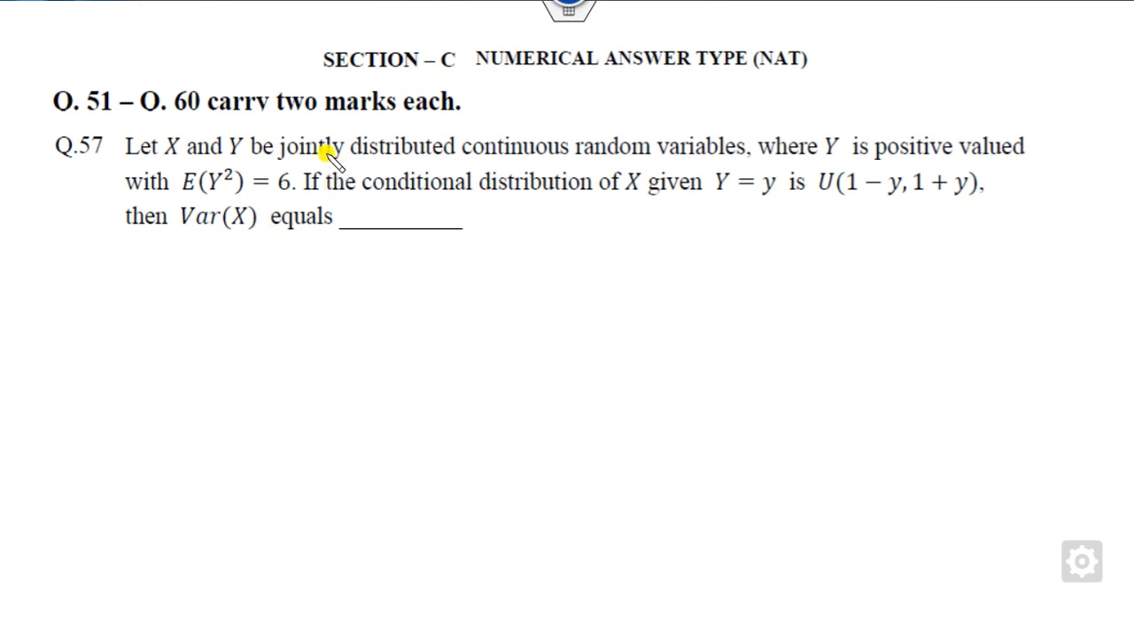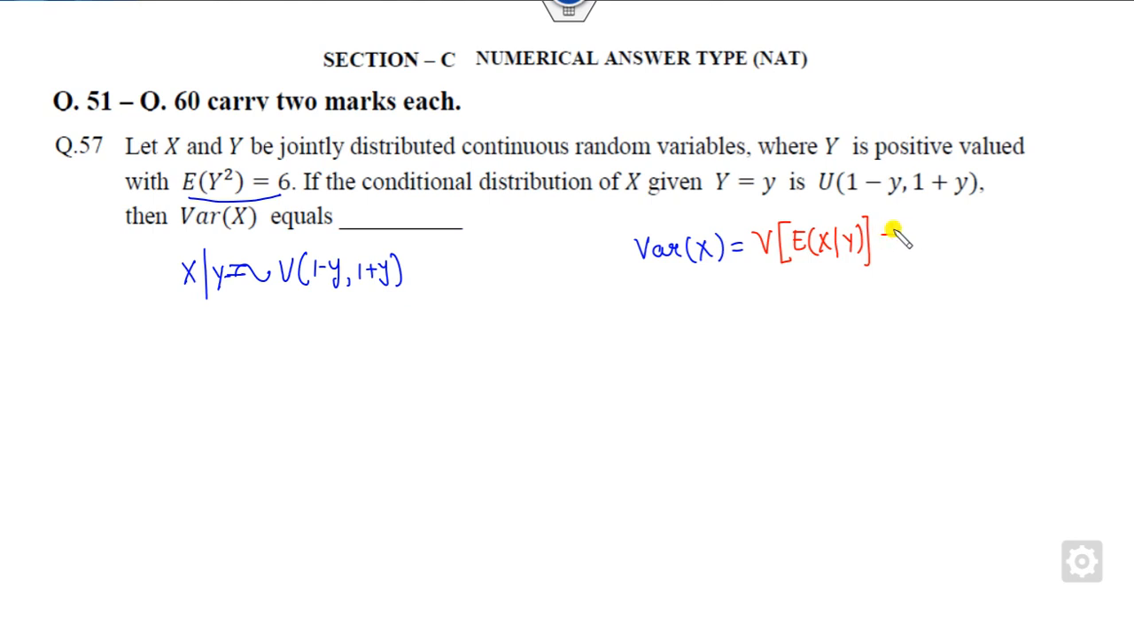Okay, so next one is a joint density function. Expected value of y square is given to you. What is given to you? X condition y follows a uniform distribution over this. Then you have to find the variance of x. So remember, that is the shortcut trick for you: variance of x is variance of expected value of x condition y plus expected value of variance of x condition y. This is the relation between the variance of x and the conditional probability.